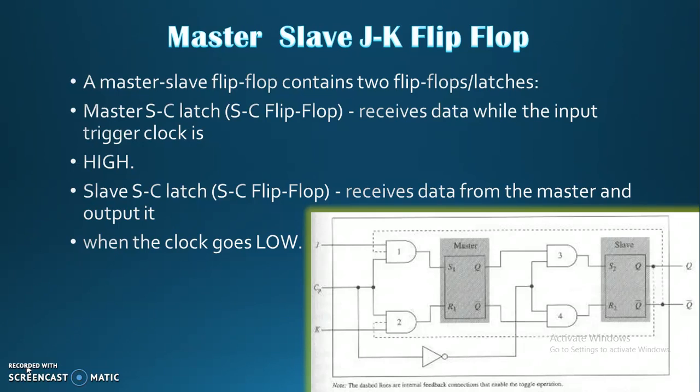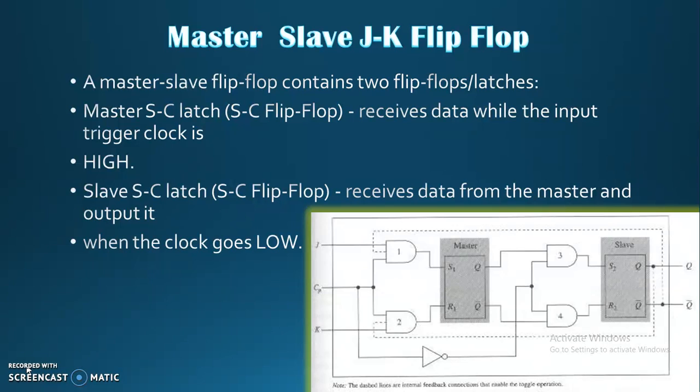So the first state is set. To start the analysis, let us assume low Q and high Q dash. The master goes into the set state producing high S and low R. Nothing happens to the Q and Q dash outputs because the slave is inactive while the clock is high. Next state is reset. When the slave is set, Q is high and Q dash is low. The master will reset, forcing S to go low and R to go high. Again, no changes can occur in Q and Q dash because the slave is inactive while the clock is high.